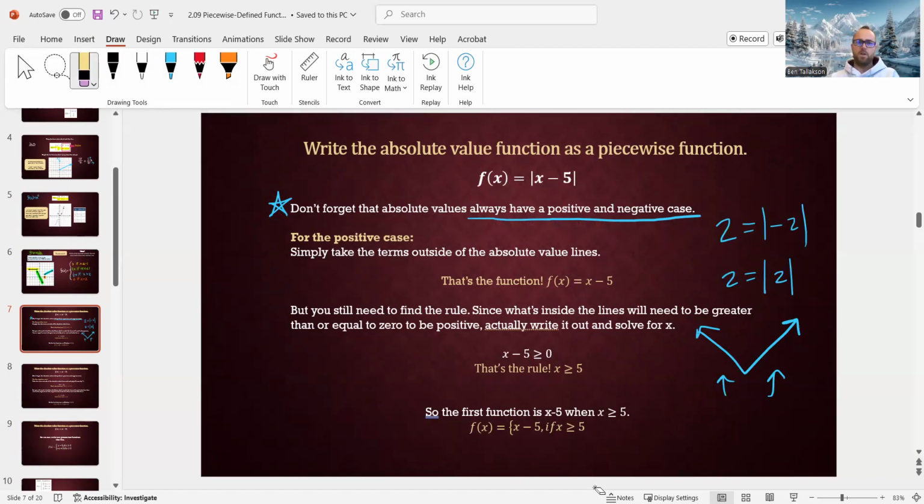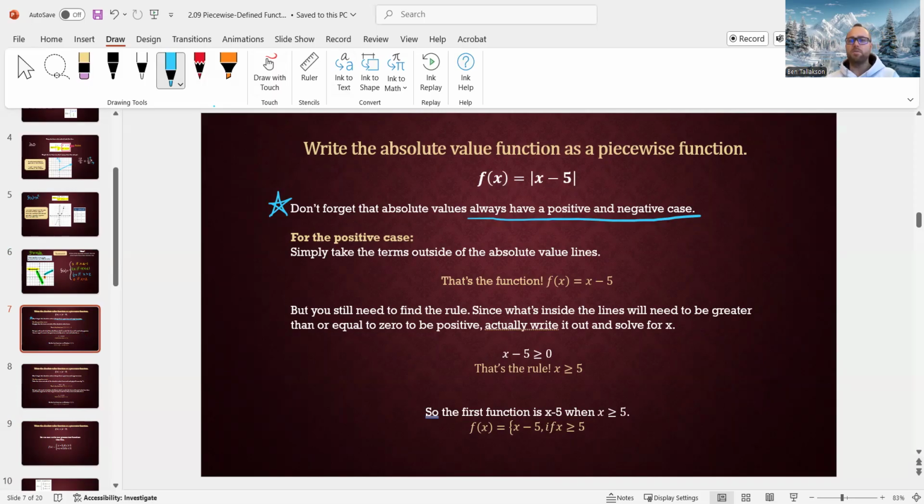Okay, so for the positive case, let's simplify what we see here. Simply take the terms outside of the absolute value lines. That's it. That's your function. That wasn't too hard, was it? But we still need to find the rule.